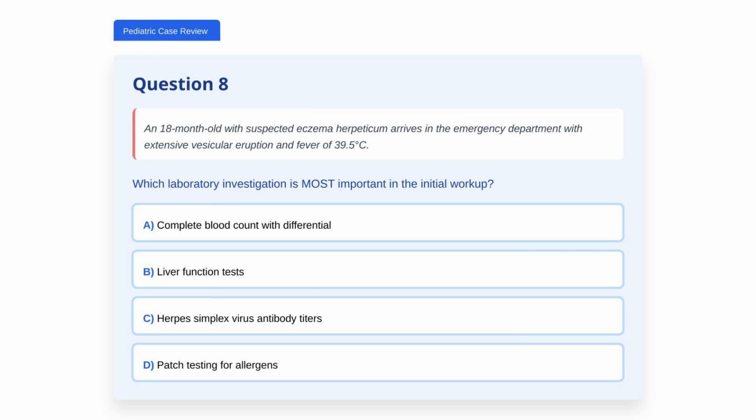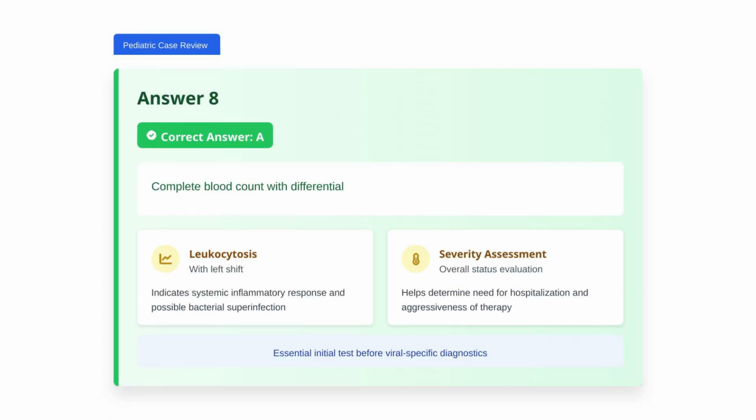An 18-month-old with suspected eczema herpeticum arrives in the emergency department with extensive vesicular eruption and fever of 39.5 degrees Celsius. Which laboratory investigation is most important in the initial workup? Is it complete blood count with differential, liver function tests, herpes simplex virus antibody titers, or patch testing for allergens? The correct answer is A.